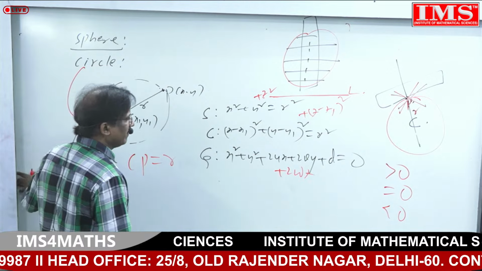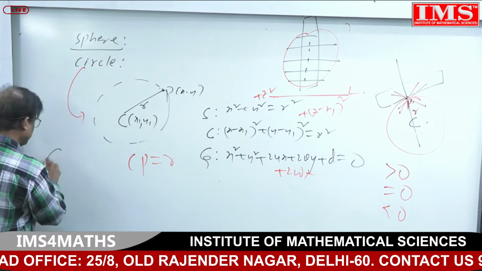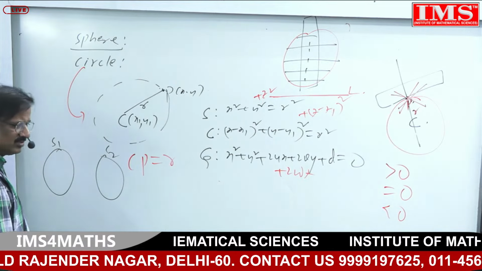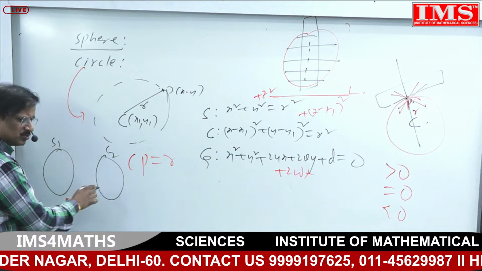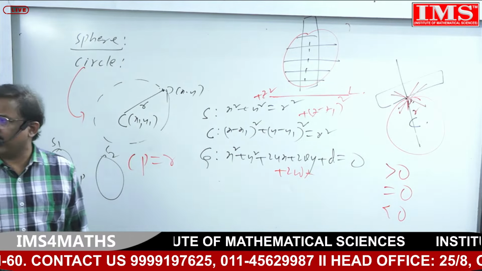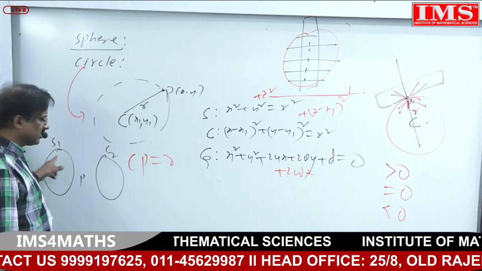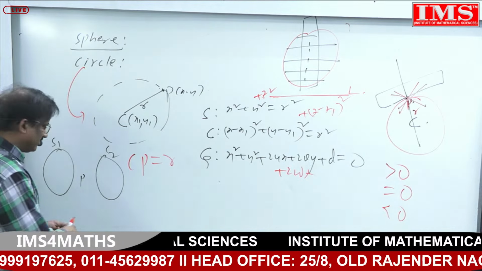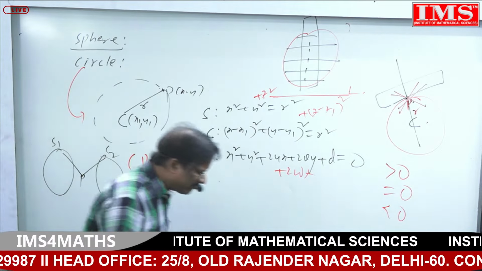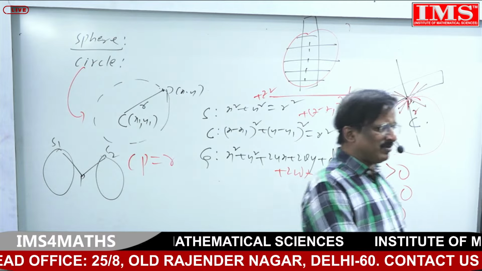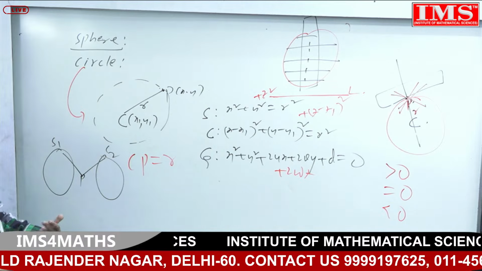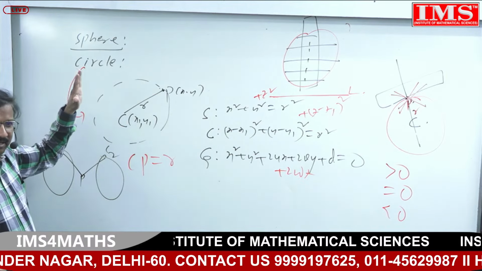When I have two spheres, S1 and S2, with these two spheres you can have some point P. You can try to find the power of this point with respect to this sphere and with respect to this sphere. If the power of this point with respect to both the spheres is the same, how many such points do you have? Infinitely many points.